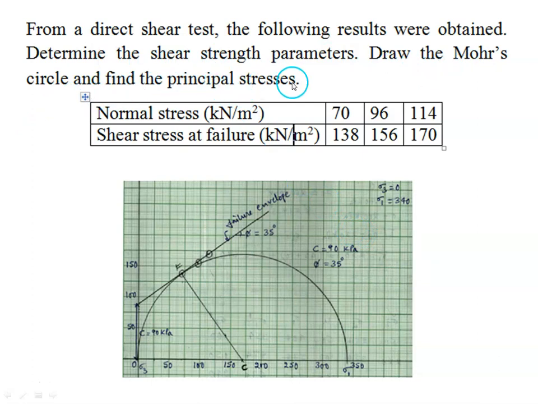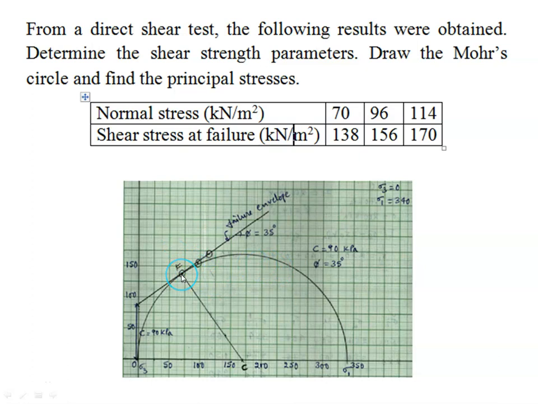It is also asked to draw the Mohr circle, but it is not specified about which failure point the Mohr circle has to be drawn. So we can take any point, but preferably better to take the midpoint. So here I had taken the first point, first failure point.